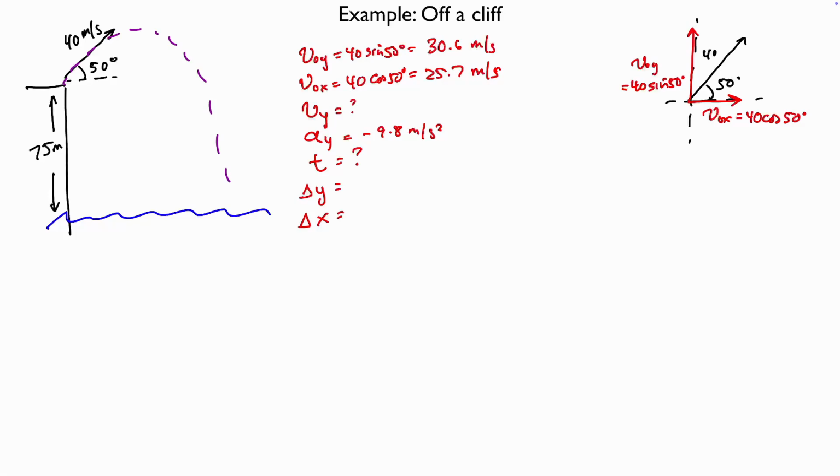Now, is it going to go higher than 75 meters as a part of its flight? Yeah, right? We're launching it upward, so it hasn't gotten to max height yet. It'll eventually get there, but for the whole flight, the delta y is going to be negative 75 meters. And how important is that negative sign? Your life depends on it.